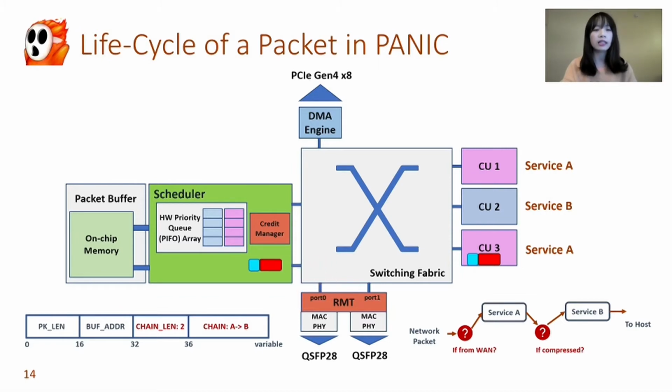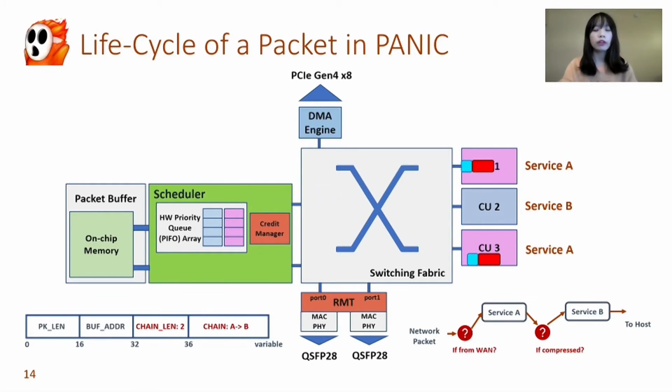The packet is then sent to the scheduler and buffered in the central packet buffer. Also, the descriptor is put into the PIFO queue, which is a hardware scheduler queue. Since there are two parallel compute units, both running service A, the scheduler will use the notion of credit to make the load balancing decision. In this example, we assume compute unit 3 is already busy, thus the scheduler will send this packet to the idle unit 1.